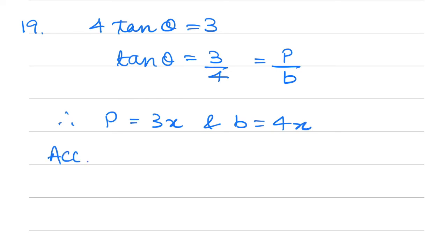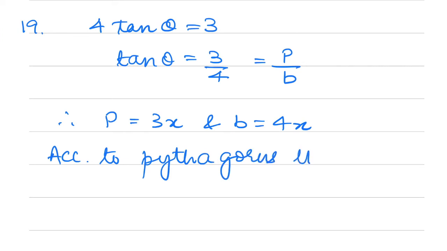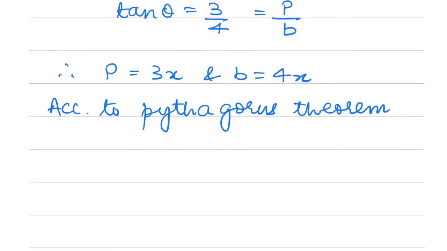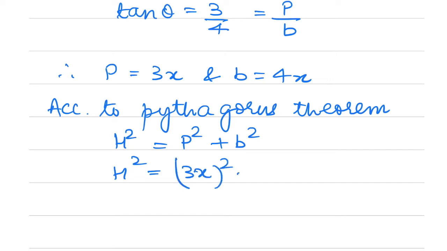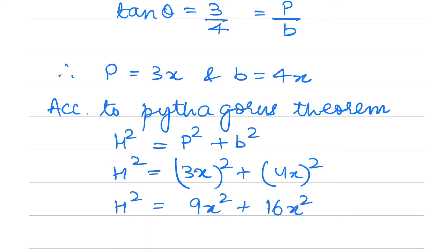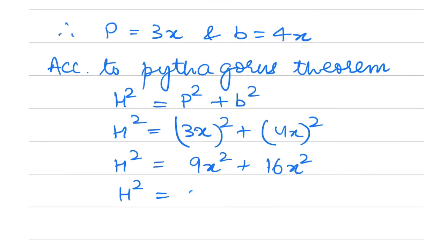Now, according to Pythagoras theorem, we need to find out the hypotenuse to substitute for other trigonometric ratios. We have hypotenuse square is perpendicular square plus base square. Hypotenuse square is equal to 3x whole square plus 4x whole square. Hypotenuse square is equal to 9x square plus 16x square. Hypotenuse square is equal to 25x square. Therefore, we can say hypotenuse is equal to 5x.